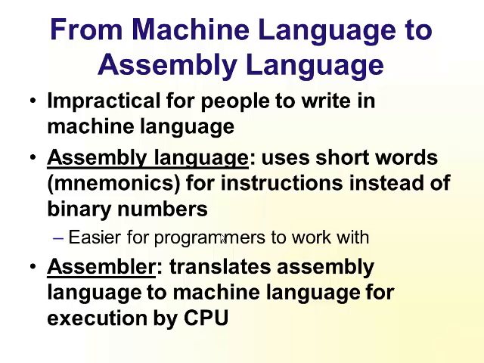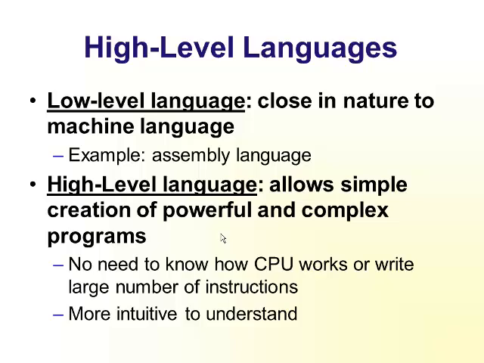Assembly language is another type of language which uses short words. It's not just zeros and ones, but it uses short mnemonics such as add AX, comma, BX, etc. An assembler is required to execute an assembly language program. Assembly language is a low-level language. After that are high-level languages.